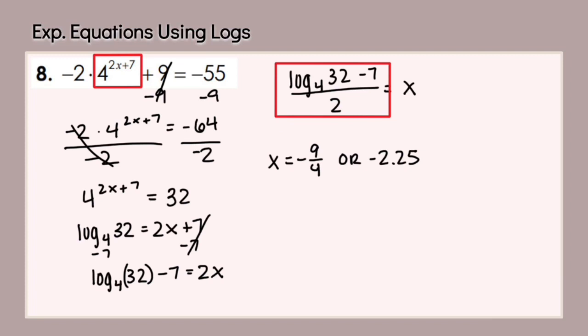Then we always substitute our answer back in for x, make sure it works in the equation. That way we're checking for any extraneous solutions and also double checking our algebra. So this is a true solution to this equation. So we are finished with number 8.